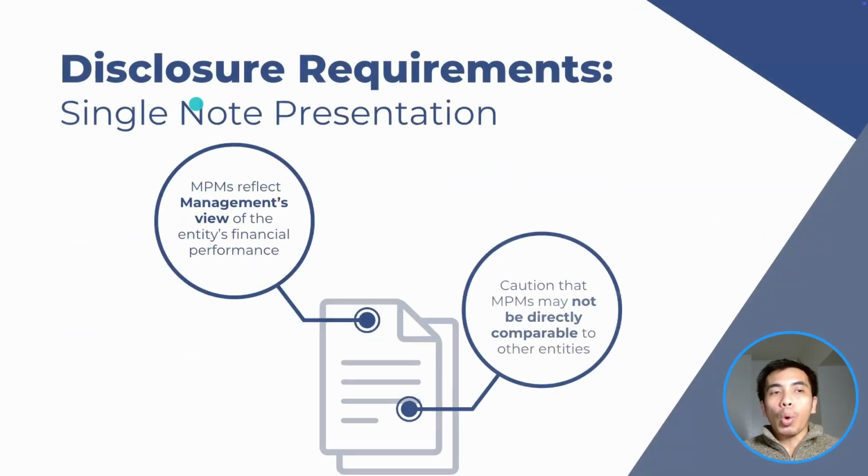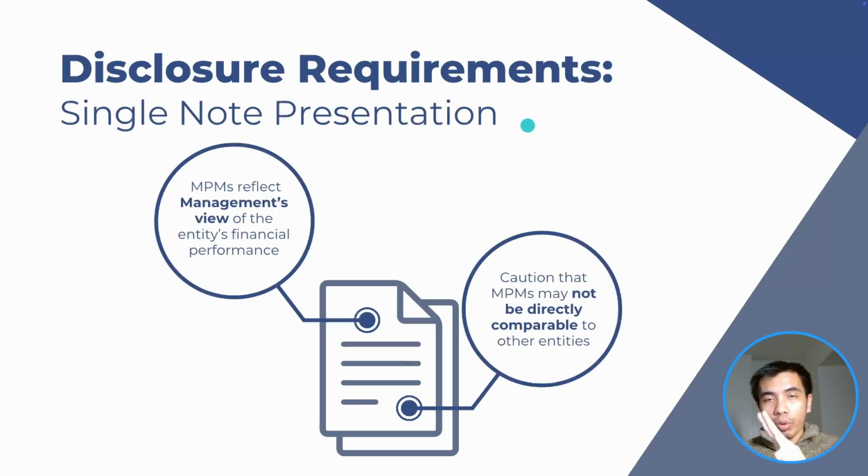So, what should be included in this single note? There are two things. As a general note, not specifying any particular MPM, there should be a statement saying that MPMs reflect management's view of the entity's performance as a whole, not a subset of the entity, but the entity as a whole, especially if it's a consolidated financial statement. There should also be, number two, a caution that these MPMs may not be directly comparable to other entities. So this is what I was talking about earlier, that it is okay that MPMs are not very comparable because they are entity specific, and it is actually mentioned in the note itself.